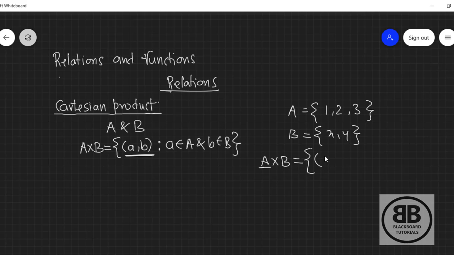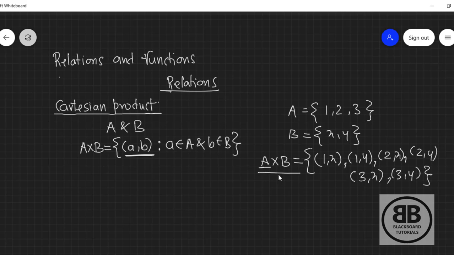So what are all the possible ordered pairs? This will be (1, x), this is one possible ordered pair. Another possible ordered pair will be (1, y). Similarly (2, x) will be one ordered pair, (2, y). Again (3, x), (3, y). These are all possible ordered pairs. So we will write these possible ordered pairs in a set. So this is the Cartesian product of two sets.